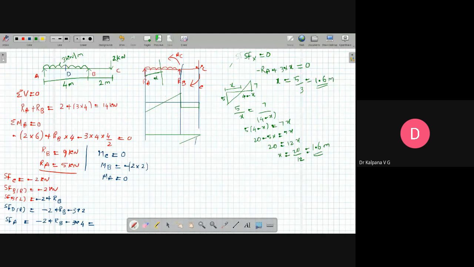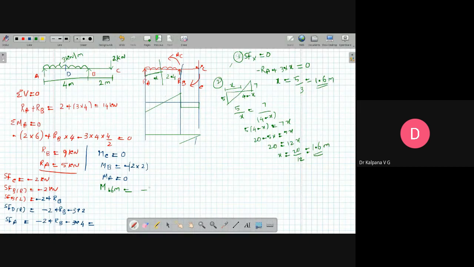So you can find this point of change of shear force either using this method or this method. Both are the same. Either you can use the diagram or you can use this concept: where shear force changes its sign, there bending moment is maximum. So at that point, you have to find out bending moment. So now M at 1.6 meters. So from here, 4 minus 1.6 is around 2.4 meters.